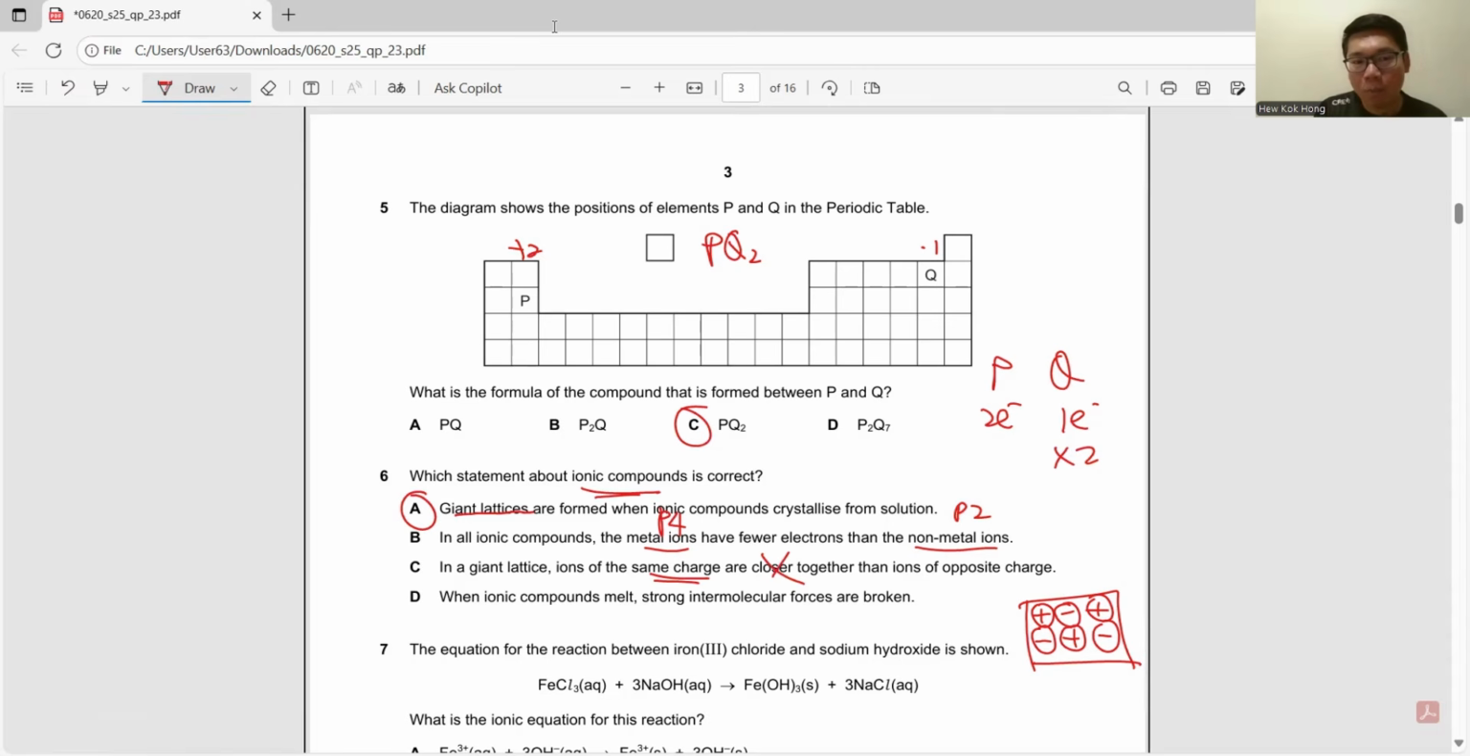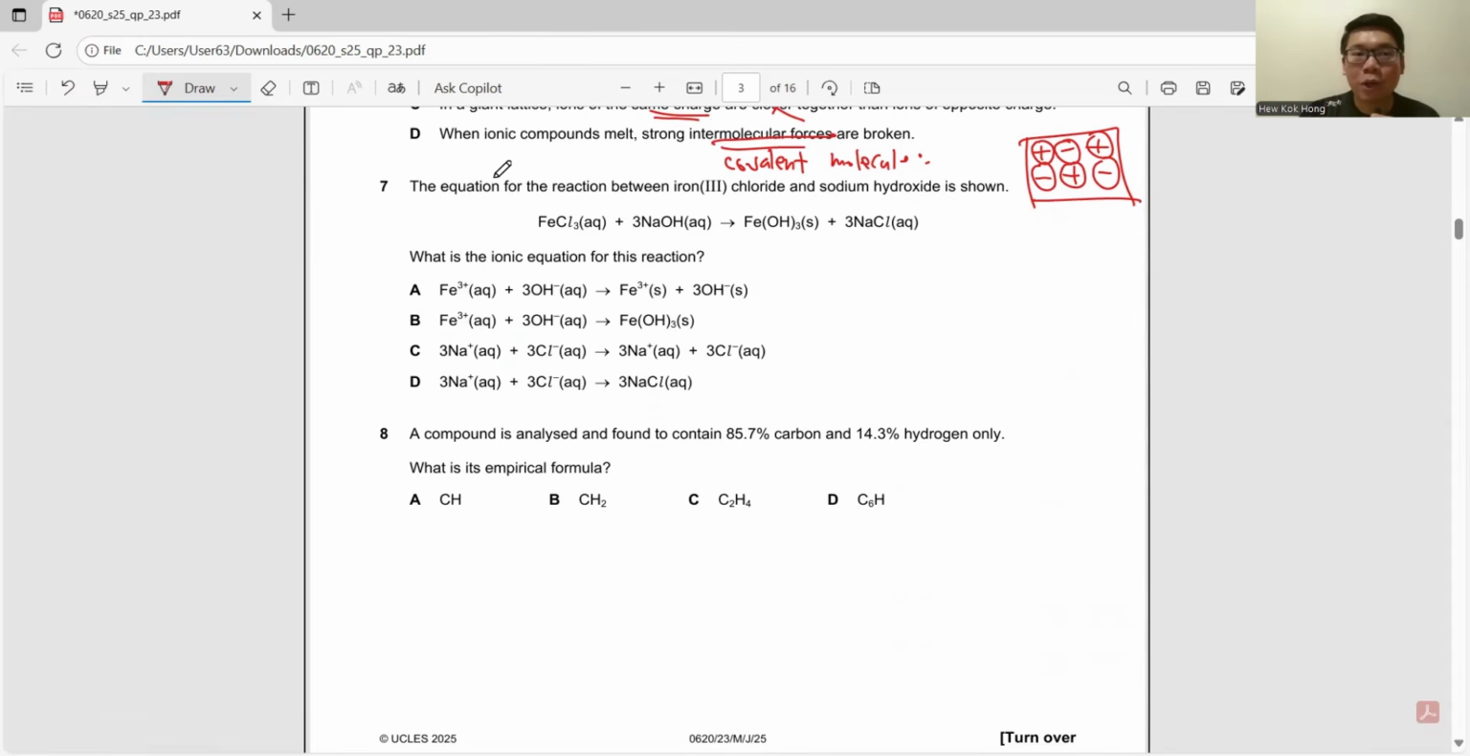D, when an ionic compound melts, strong intermolecular forces are broken. Intermolecular forces are for covalent molecules. For ionic, we won't talk about molecules, so that's why it's wrong. Answer is A. Number 7, the equation for the reaction between iron(III) chloride and sodium hydroxide is shown.